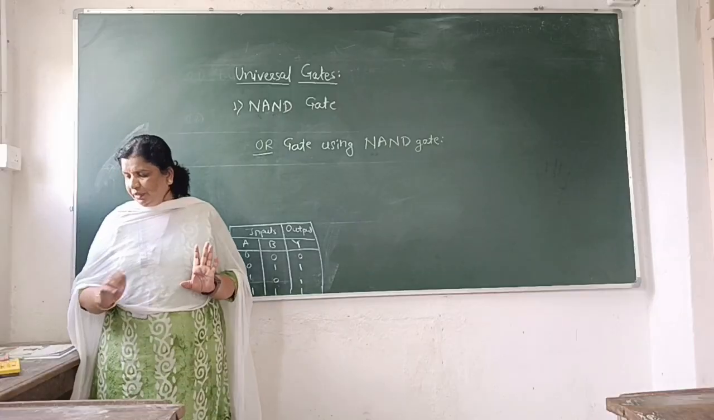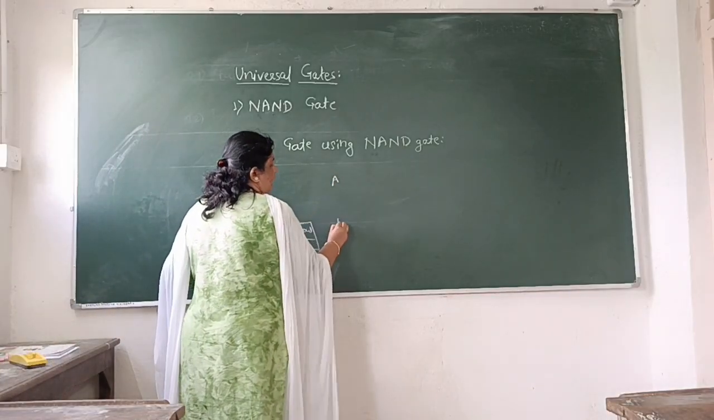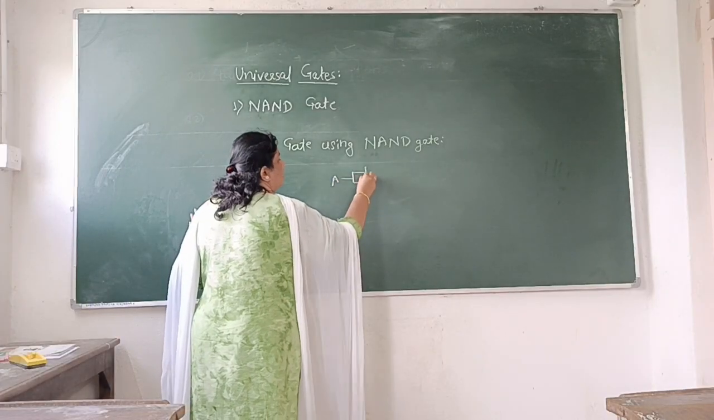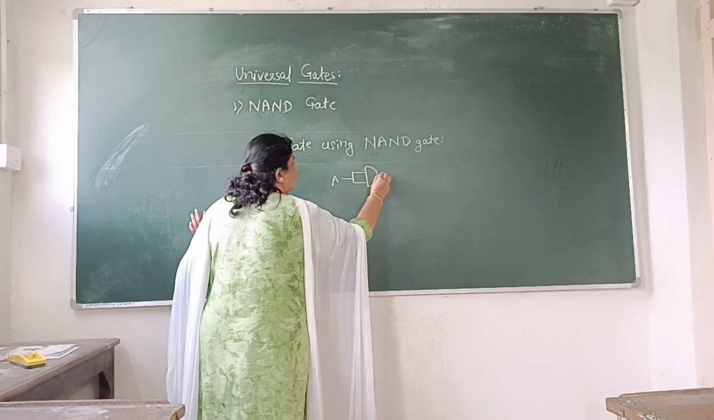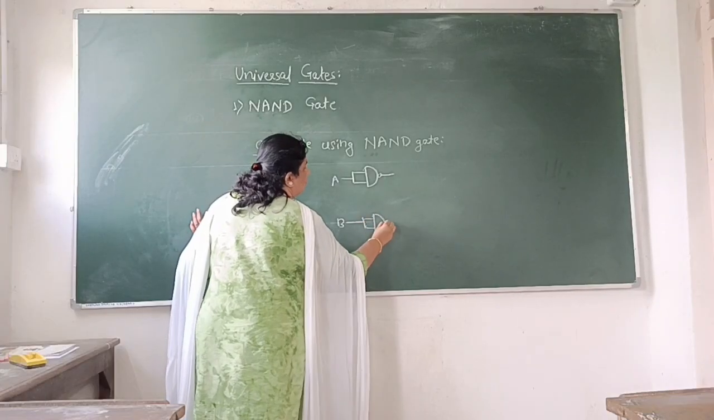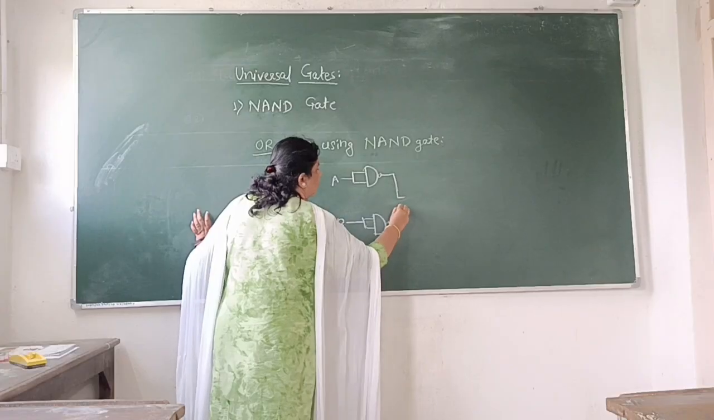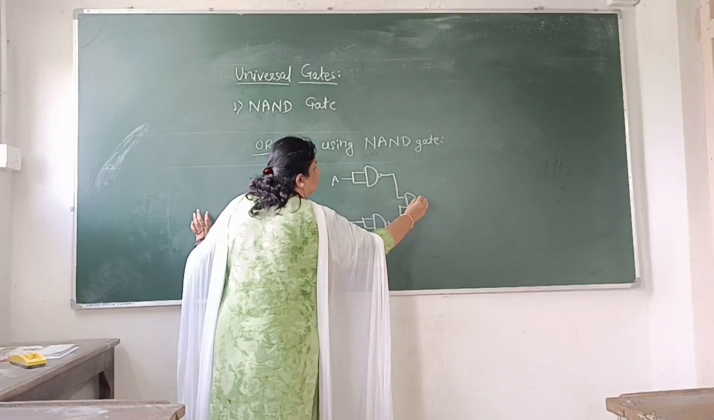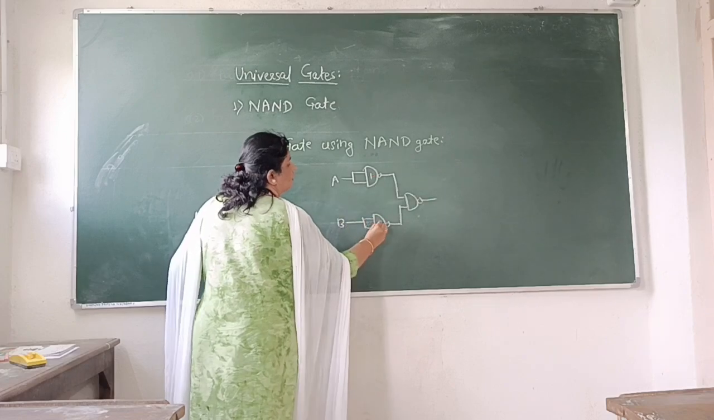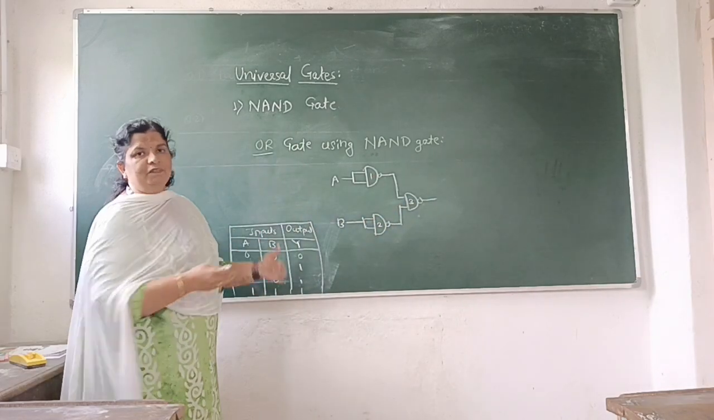So in this case, we are going to take two inputs A and B, and we have to take the complement of A. Again we have to take a complement of B, and then these two outputs we have to combine. At the last stage we use the third NAND gate. So this is the first NAND gate, this is the second NAND gate, and this is the third NAND gate. So logically we are going to verify this truth table.